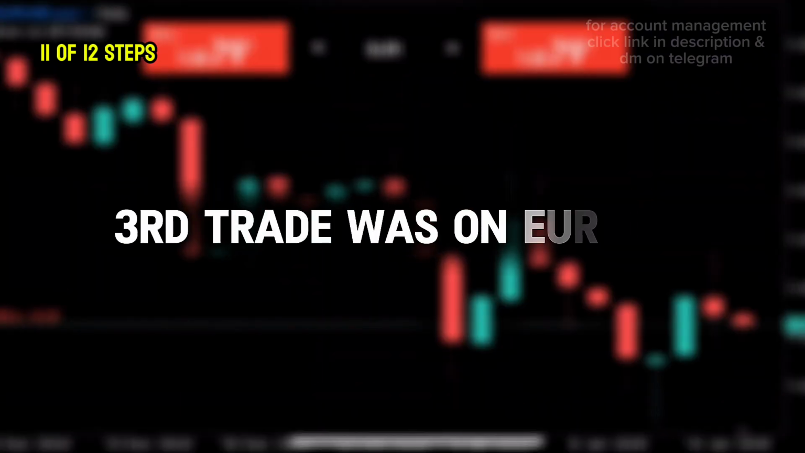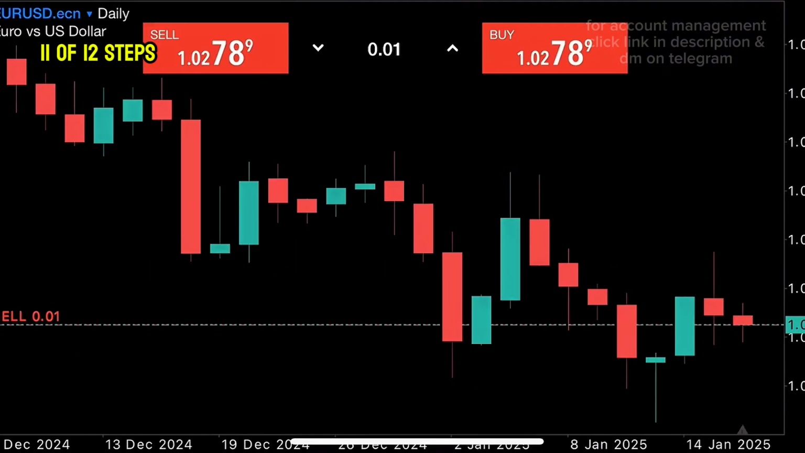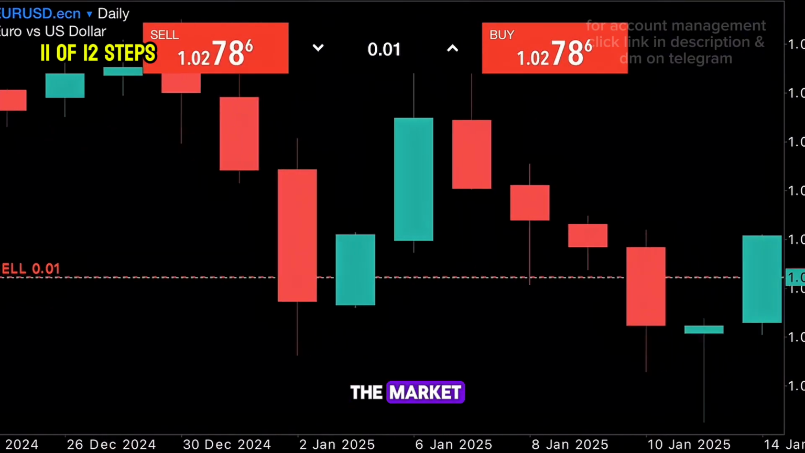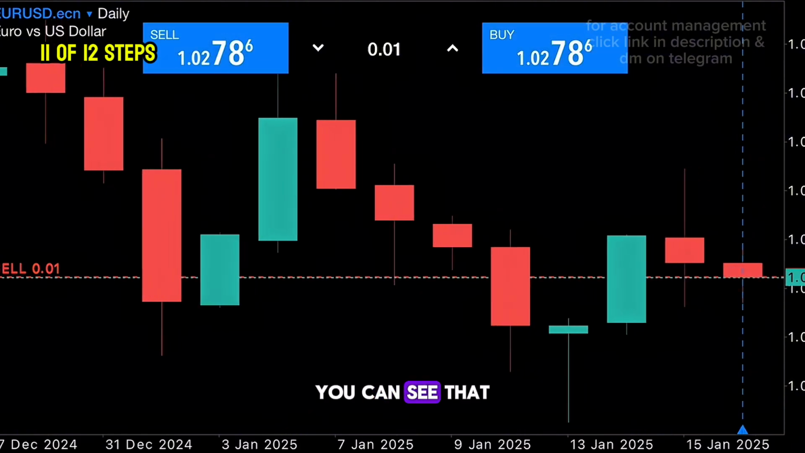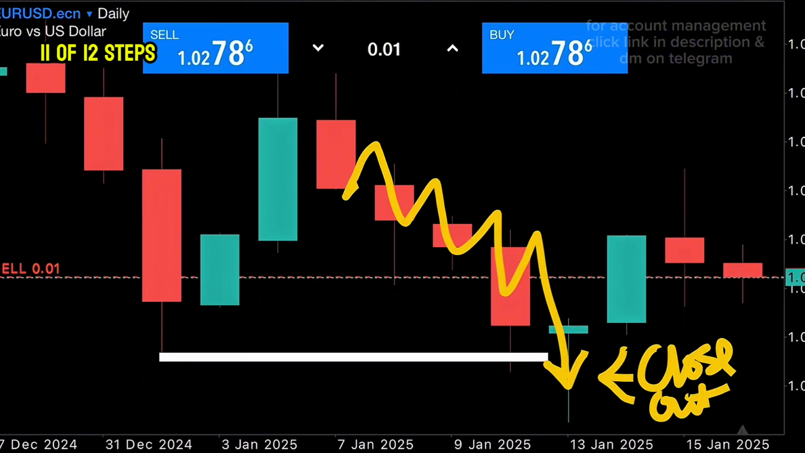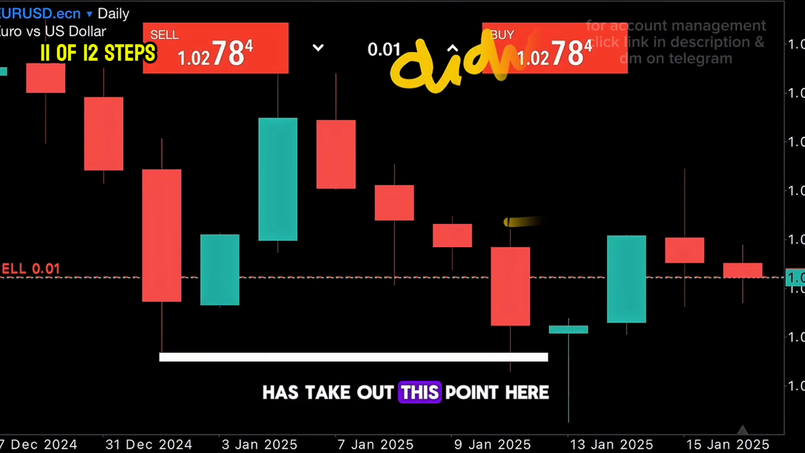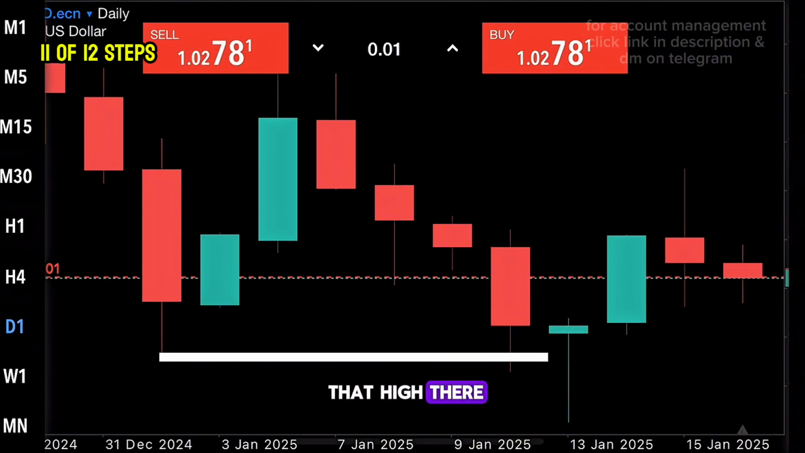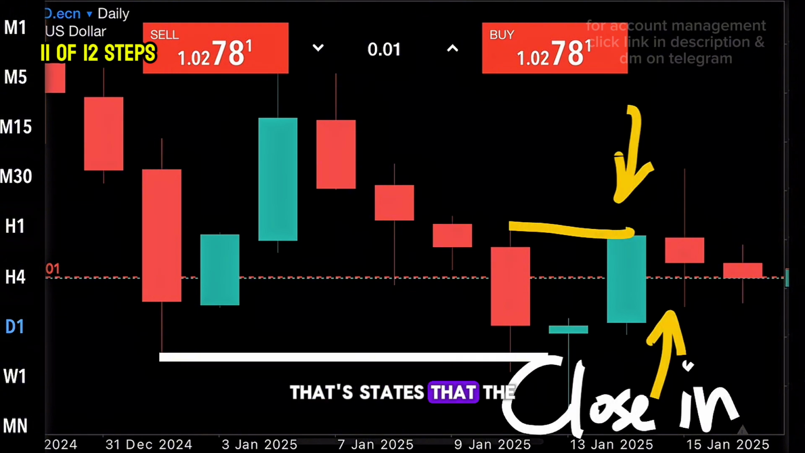And this one was on EURUSD. GBP, gold, EURUSD now. For this one, what I did is that I zoomed in so I can see what's really happening in the market. If you look at that point, you can see that price took out this low here. That was showing that there was bearish momentum. Assuming price had taken out this point here, I would have been looking for buys, but you can see it did not take out the high of that low. So when it does not take out the high, that states that the momentum is still bearish.